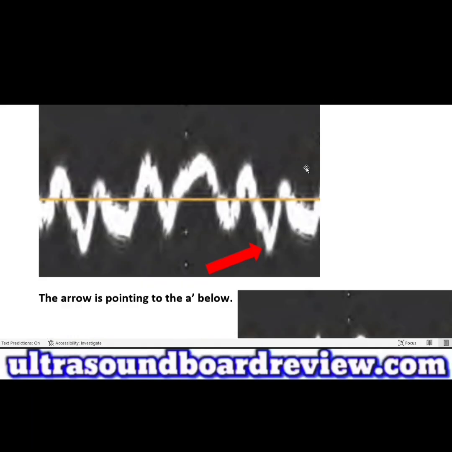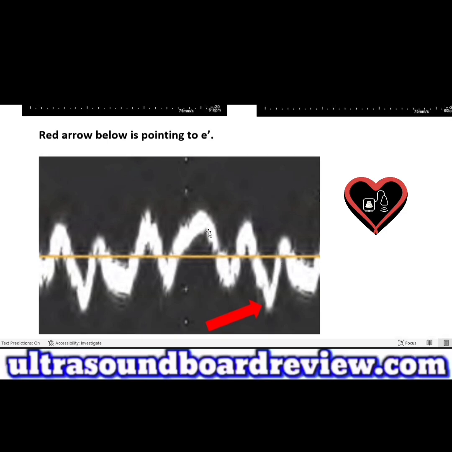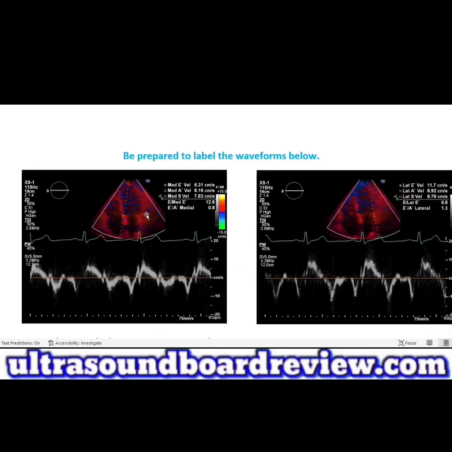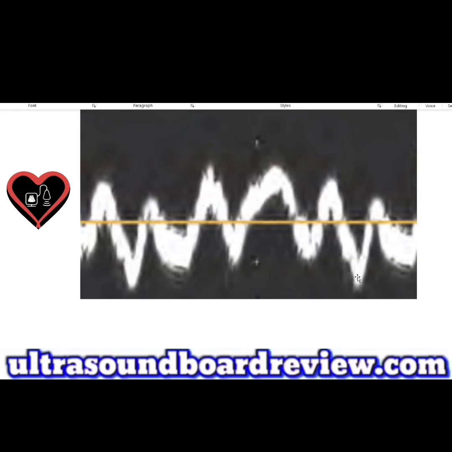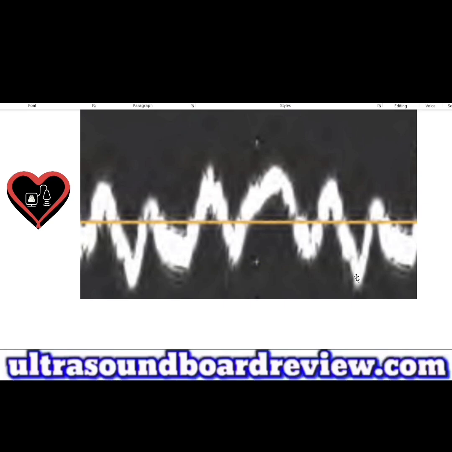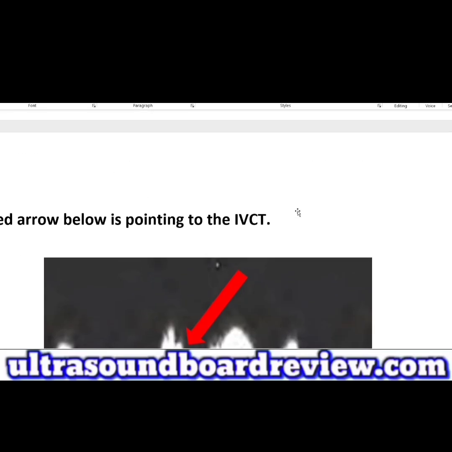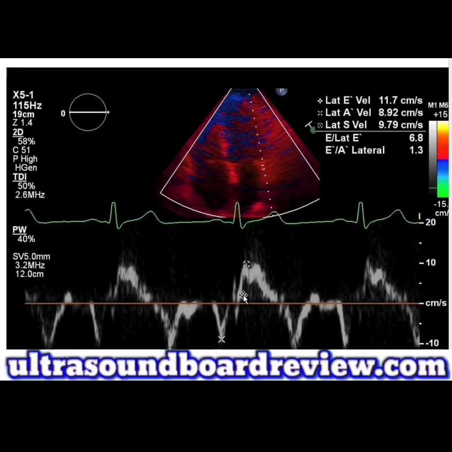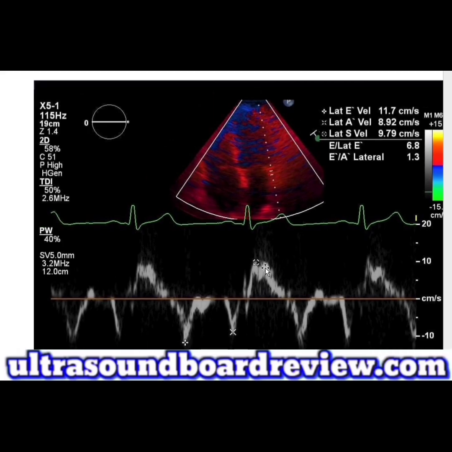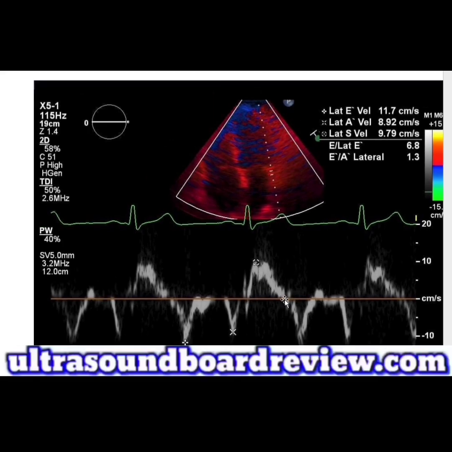You might be expected to know the waveforms of TDI without being shown your image up here. So for instance, which waveform represents the IVCT, which one represents the IVRT, which one represents the E prime, or which one represents the A prime? How do you figure that out? What you want to look for is your waveform above the baseline like this, that's kind of spread apart. This represents your systole. When we look at this image here, do you see this waveform right here? See how wide that is? That's the first thing I look for to orient myself. If I find that, then I can work my way back and work my way forward.